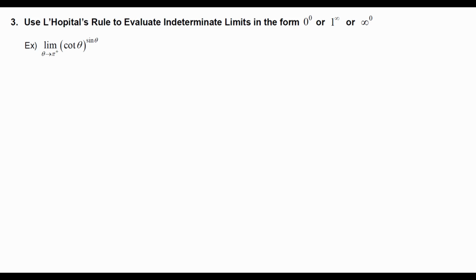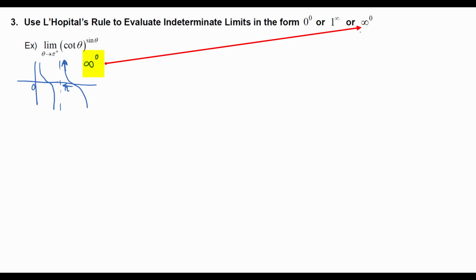Last example. Limit as theta approaches pi from the right of cotangent theta to the sine theta power. When you do direct substitution, cotangent of pi from the right, here's a 0 and here's a pi, and it looks like that. So cotangent of pi from the right is positive infinity. Sine of pi is 0. So I have infinity to the 0 power, and that is the last one of this indeterminate form.